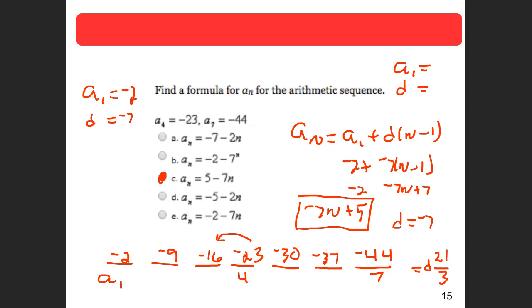All right, Brian, does that make sense? I mean, that was a lot. I had to do a lot of stuff there. First I had to find my d value, and then I had to go backwards to find my first term, and then I had to plug it into my equation. It was a lot in one problem. Is that okay?